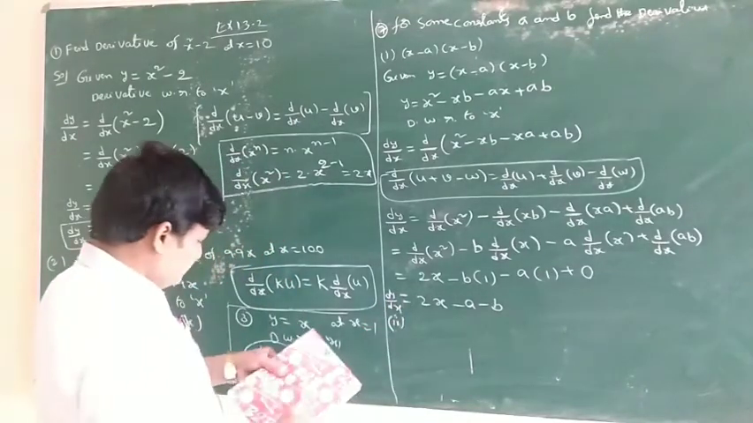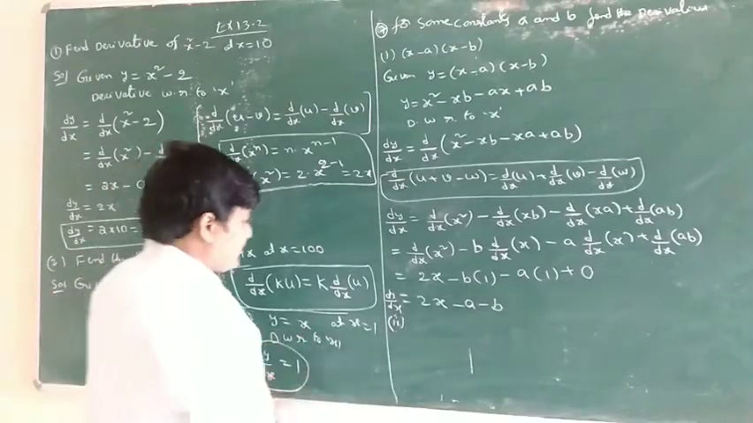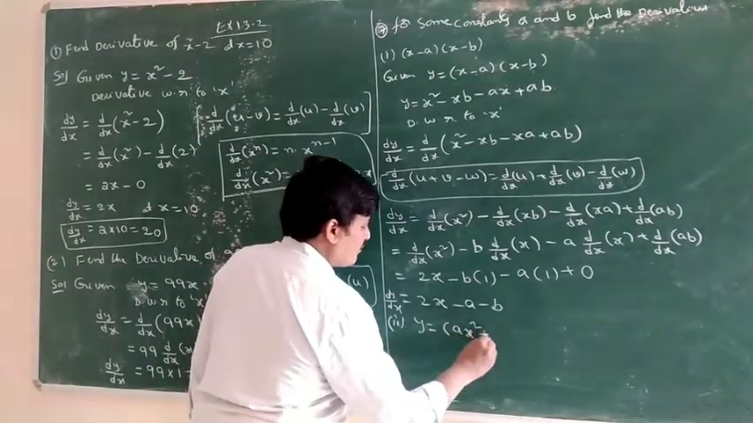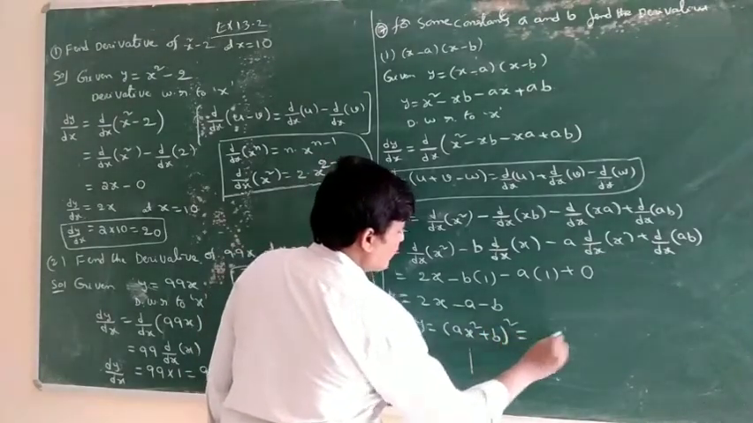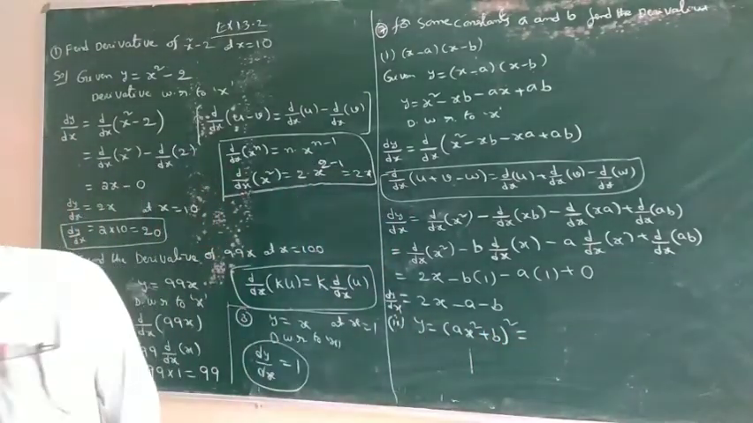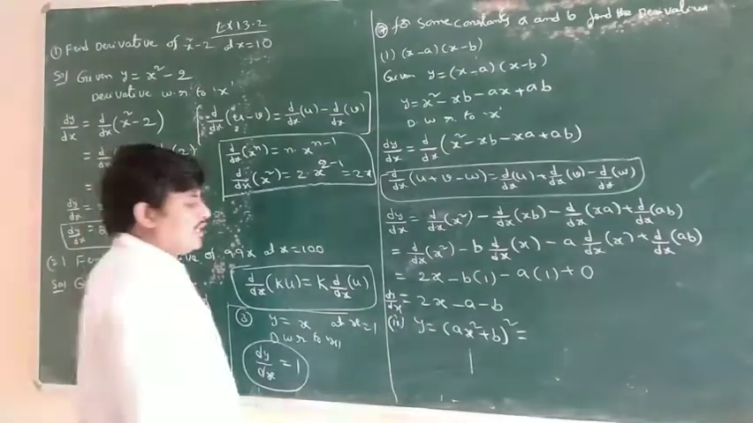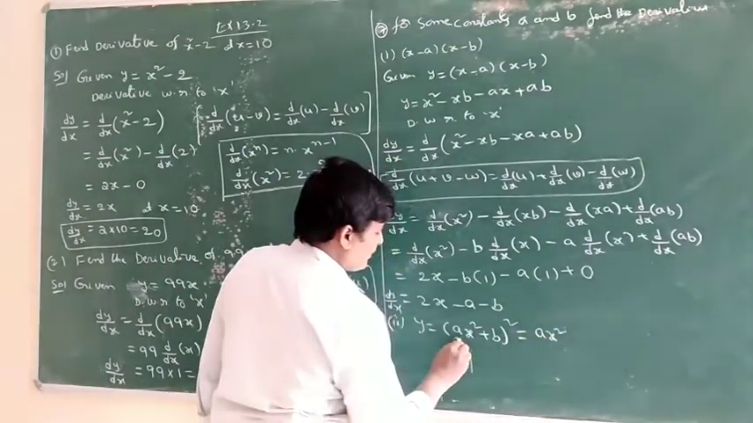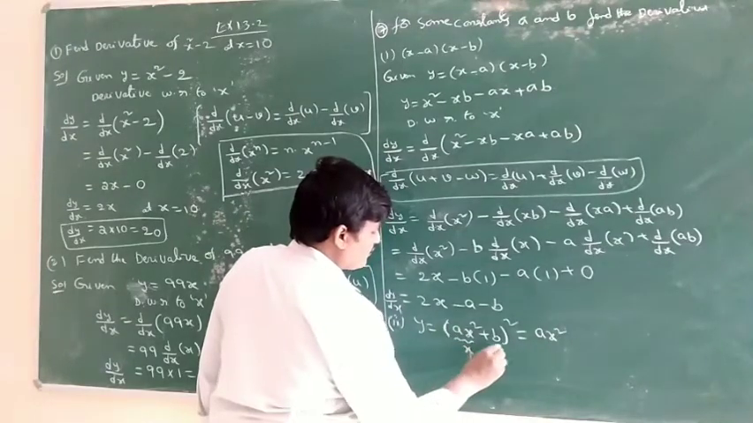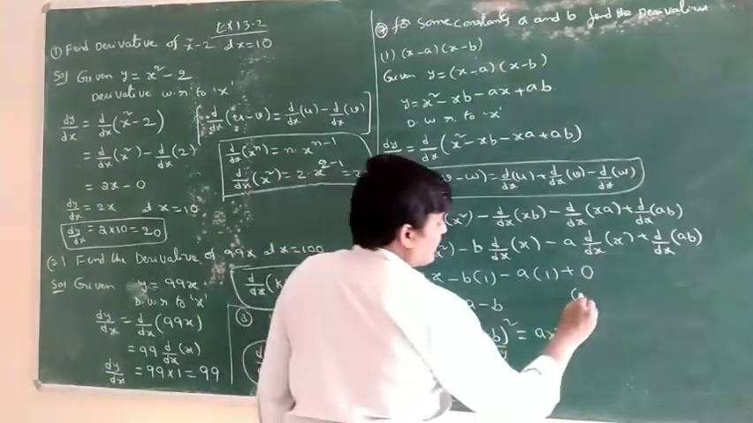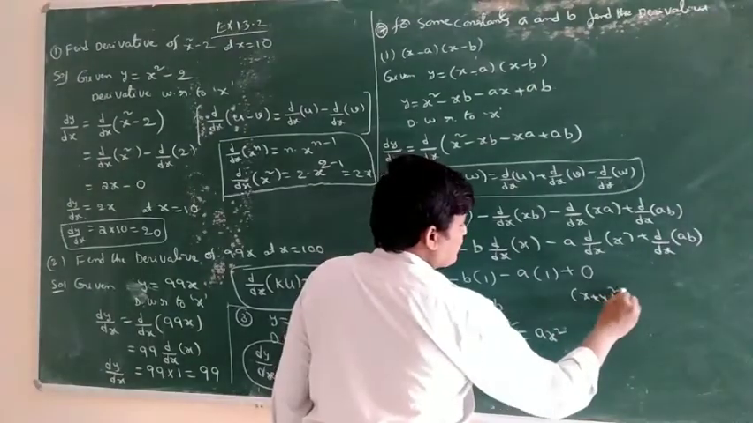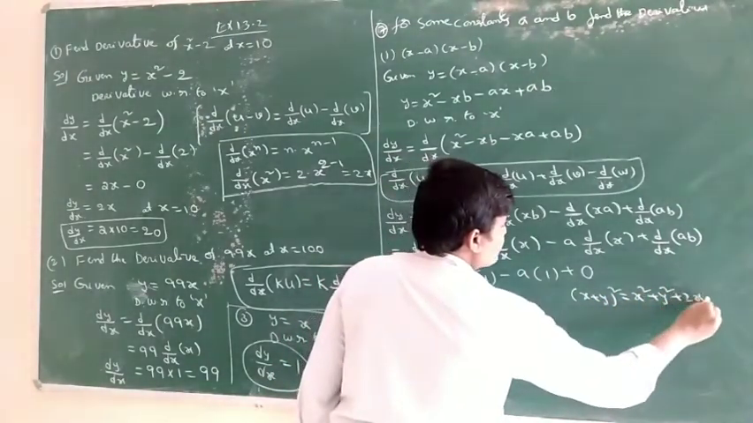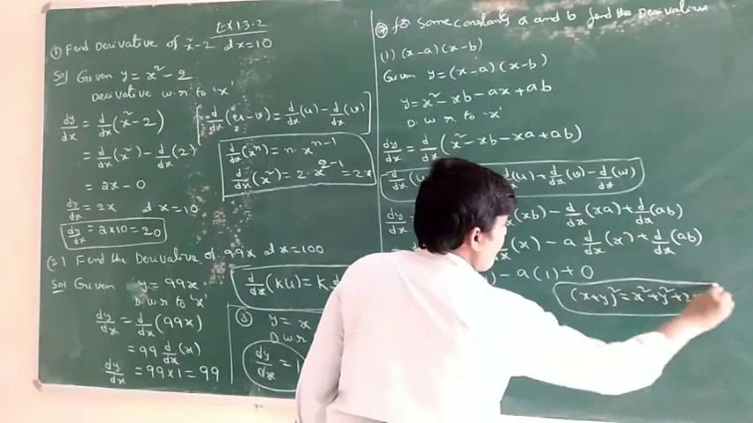Second one, y is equal to (ax² + b)². This is the (a + b) whole square formula. (a + b)² is equal to a² plus b² plus 2ab. Here, what is (x + y)²? (x + y)² is equal to x² + y² + 2xy.